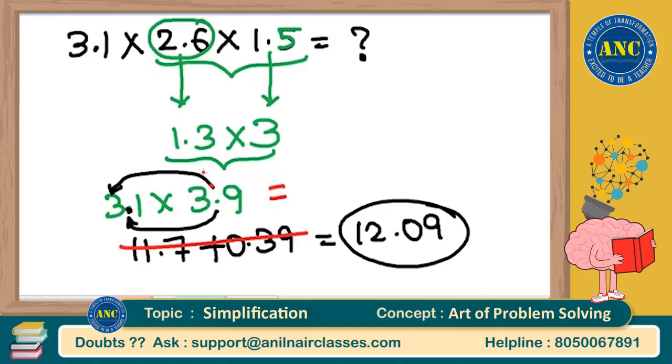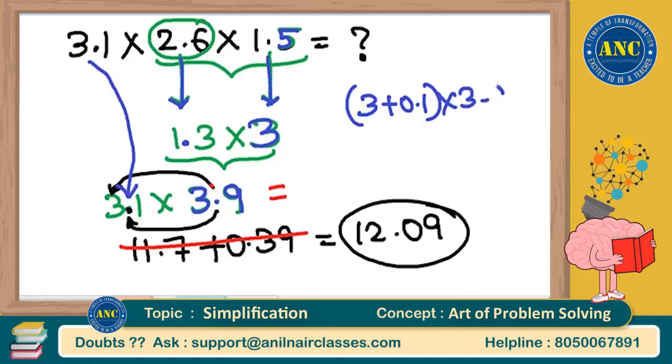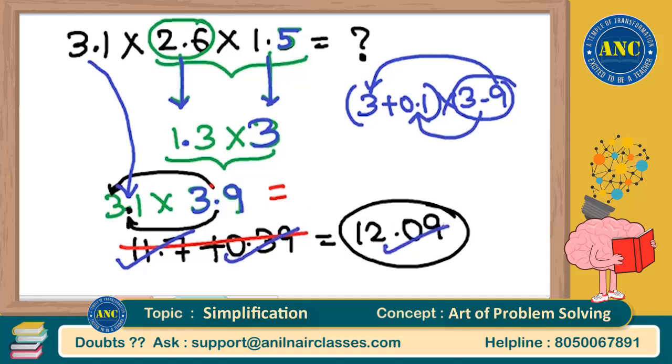Divya, which step you did not understand? Divya, I did not do anything great here. First 3.1 I wrote it as it is. Because it is ending with 5, I doubled it. And the other number I divided by 2. 13 into 3 is 39. So it is 3.9 here. 3.1 I wrote it as 3 plus 0.1, Divya. Multiplied by 3.9. 3.9 into 3 is 11.7. 3.9 into 0.1 is 0.39. Added both of them to get 12.09. Another question.